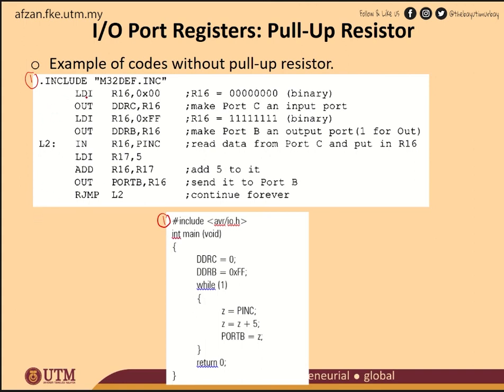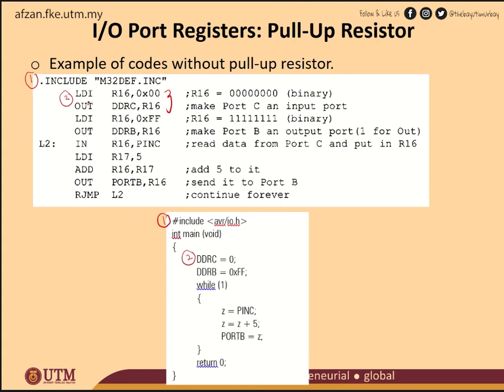You see here, load R16 with 0, out DDRC, R16. What happens here? You want to make your port C an input port. So this is to make your port C an input port. You see here? This is your.